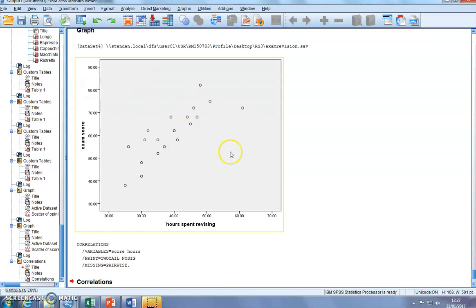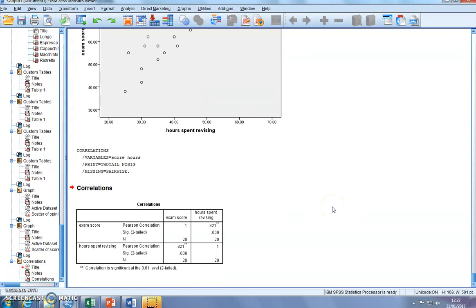So based on this data, you can, with equal certainty, say that exam score is associated with hours spent revising, but hours spent revising is also associated with exam score. So no cause and effect, no direct relationship, only two things that change together. That's how you do a correlation. That's how you interpret a correlation.